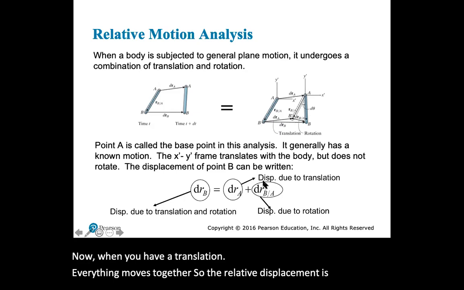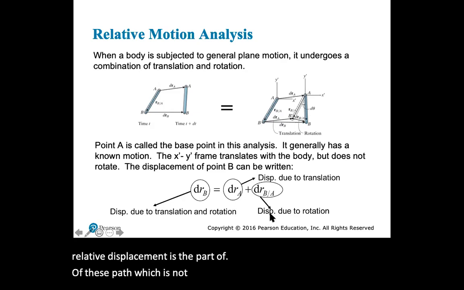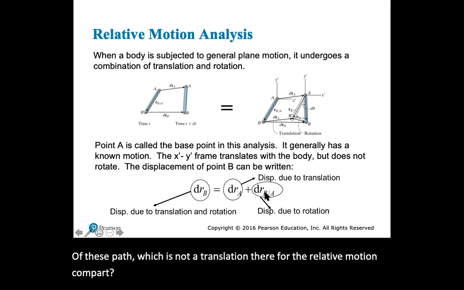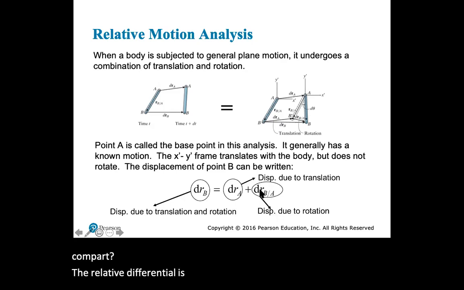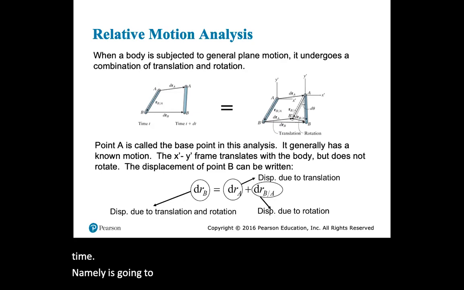So the relative displacement is the part of B's path which is not a translation. Therefore, the relative motion part, the relative differential, is the part which is due to a rotation. So it's going to look just like a pure rotation did when we had a fixed axis last time. Namely, it's going to be related to omega cross r.